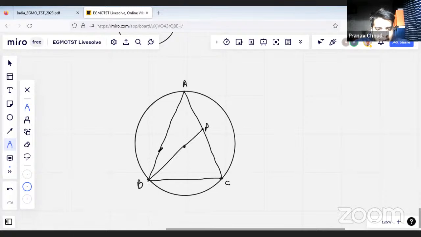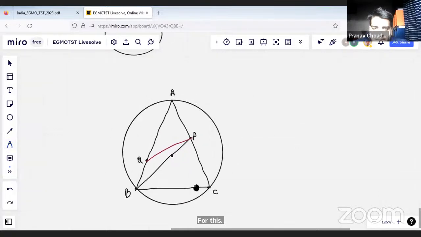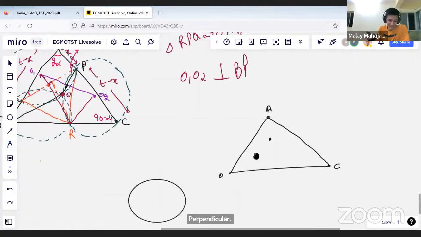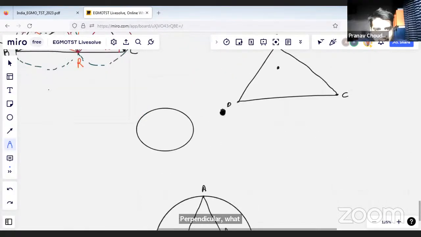Q should be here. Why does it pass through O? I'll just make it pass, because Malay already said that. The perpendicular bisector of PQ passes through O. Yeah, why? OP is a power of OQ point. Good point.